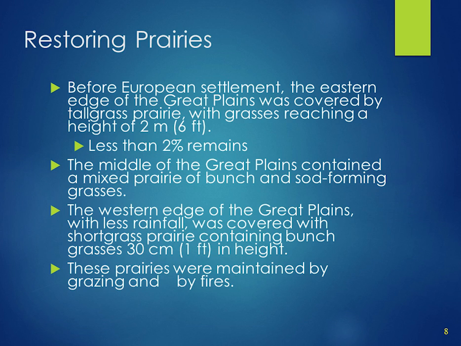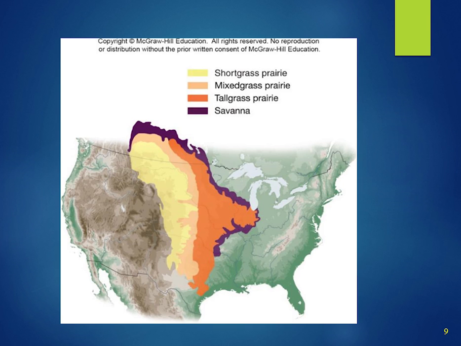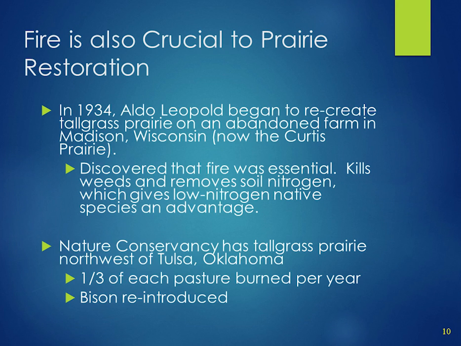Based on this data, decisions could be made about the best management approach. Based on our results, it was determined that fire and periodic burning was a necessary management technique needed to restore the prairie in that area. A map of prairies in the United States. Fire is also crucial to prairie restoration.